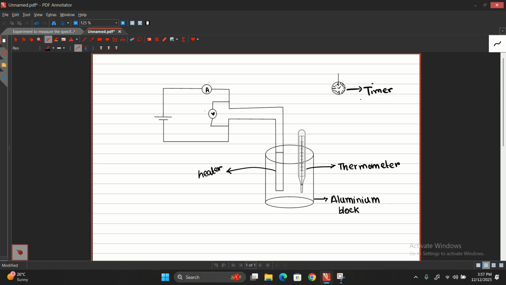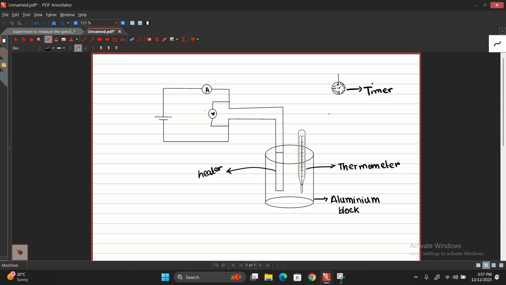And here we have got a timer. So I've shown the timer as well. You can draw the timer like this. It isn't necessary to draw the timer, but still, in order to ensure that you're providing each and everything to secure full marks, you must draw the timer as well. So yeah, this is the simplified version of this one.